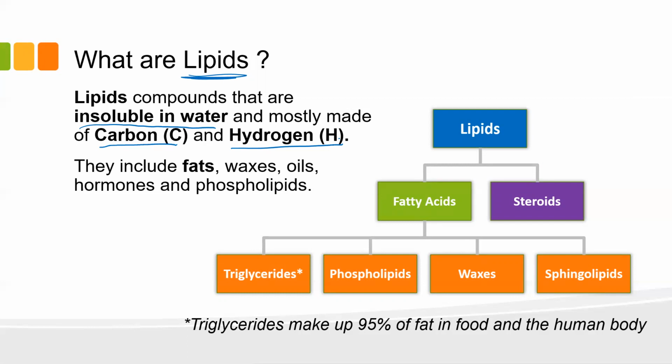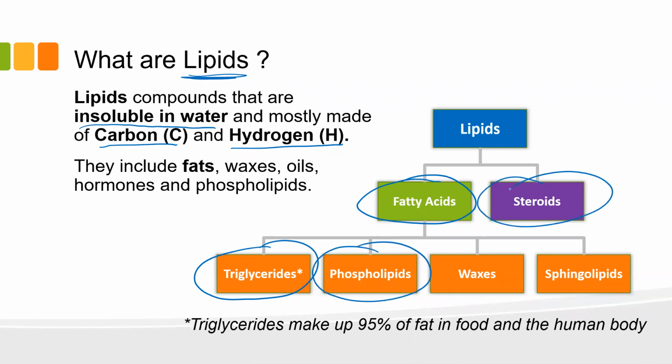So anyway, this includes a huge variety of compounds, and you can see I have some of them listed here. We are going to talk about fatty acids, triglycerides, phospholipids and steroids. We could talk about waxes and sphingolipids, but we're not going to get into all that. Waxes are important for all sorts of plants and body systems, and they're usually waterproofing and things like that, but we're not going to talk about that.